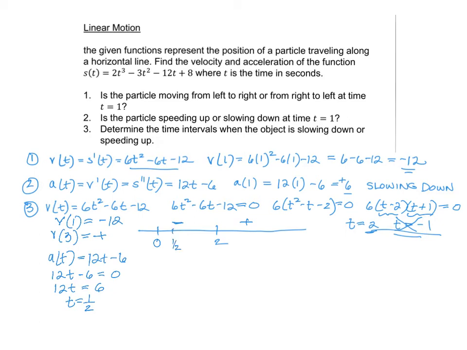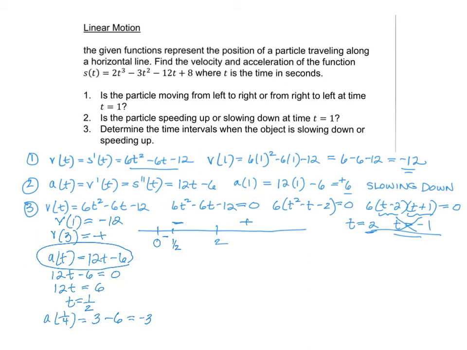And so I'm going to check acceleration now. I'm going to pick a value between 0 and 1/2, and I'm going to plug it into the acceleration function. So let's go ahead and pick the value of 1/4. So if I take a of 1/4, I'm going to get 12 times 1/4, which is 3, and then minus 6, that gives me a negative 3. So the acceleration is negative here between 0 and 1/2.